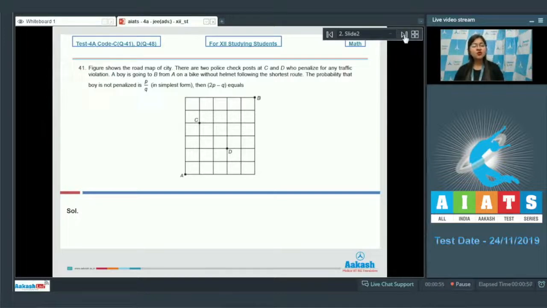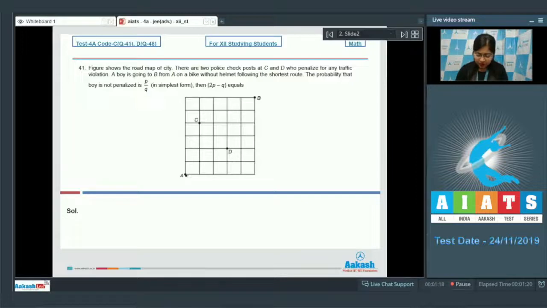The figure shows the roadmap of a city. There are two police checkpoints at C and D who penalize for any traffic violation. A boy is going to B from A on a bike without a helmet following the shortest route. The probability that the boy is not penalized is P by Q. Then we have to find 2P minus Q.